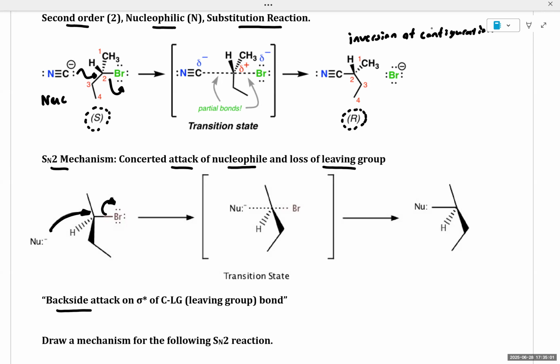It's known as the backside attack, and the reason why this occurs is if we think about your carbon halogen bond, this is your sigma bond. Behind the carbon halogen bond is the sigma star antibonding orbital, and that's what the nucleophile is attacking. So the nucleophile approaches 180 degrees from the carbon halogen or carbon leaving group bond. This angle of approach is going to be important later on.